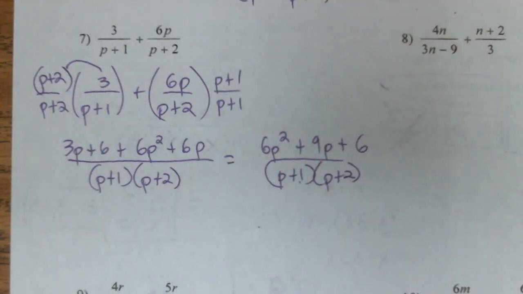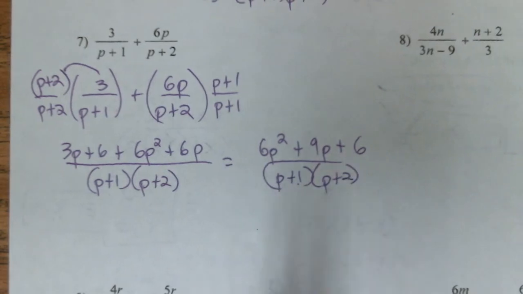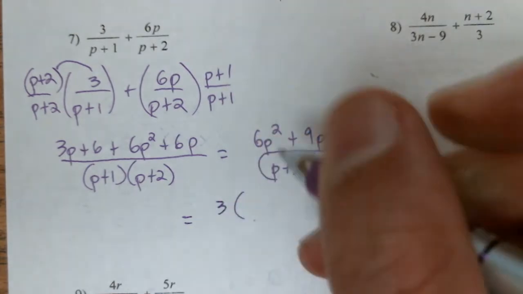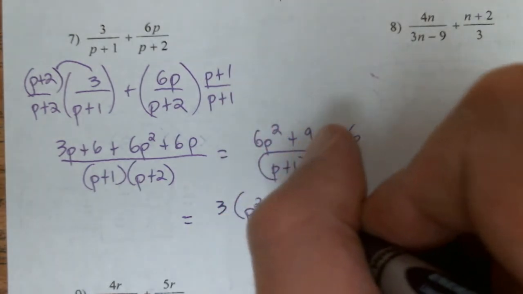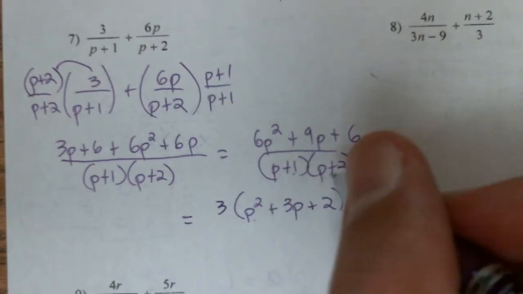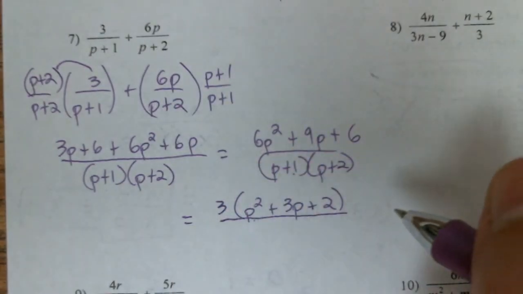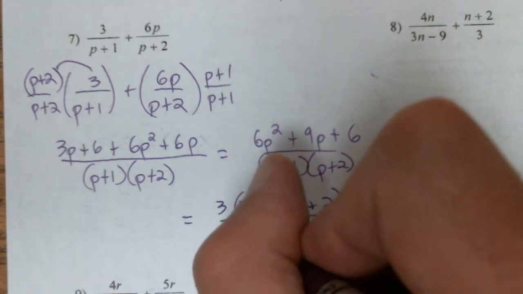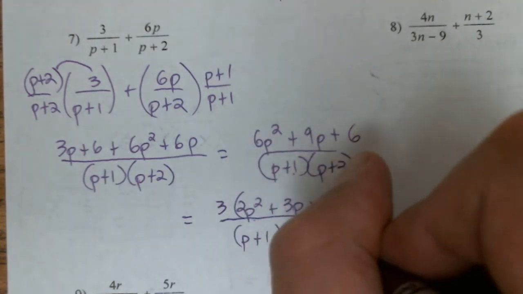Okay, we're not done yet. I might have something that cancels. I see everything is clearly divisible by 3, so let's pull out a 3 on top, and that's going to leave me with 2p squared plus 3p plus 2, all over p plus 1 times p plus 2.